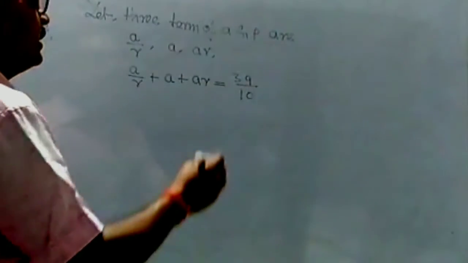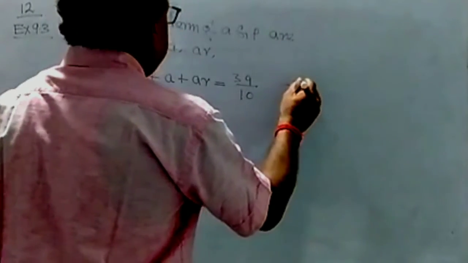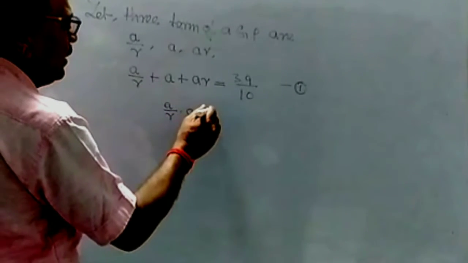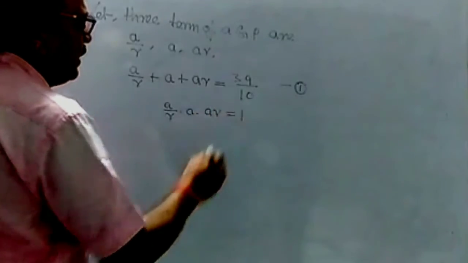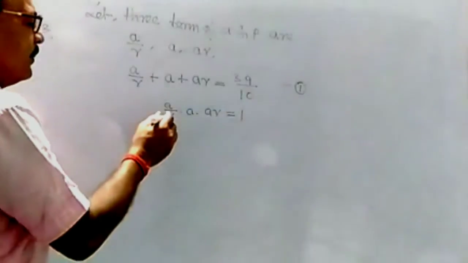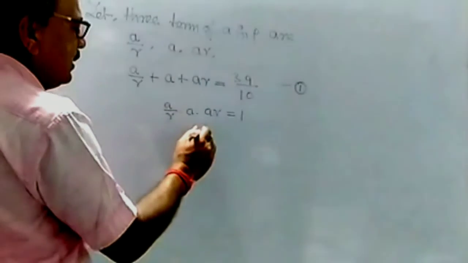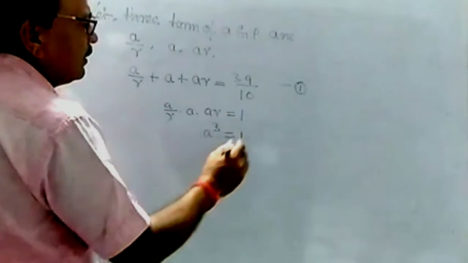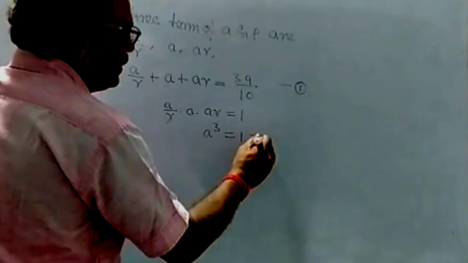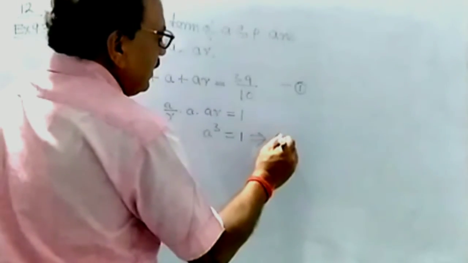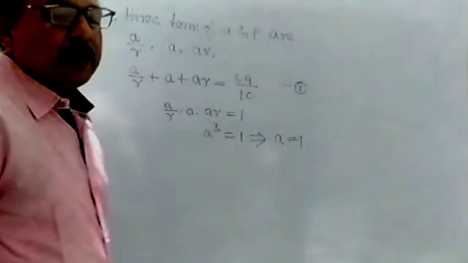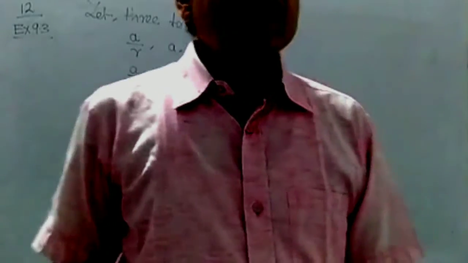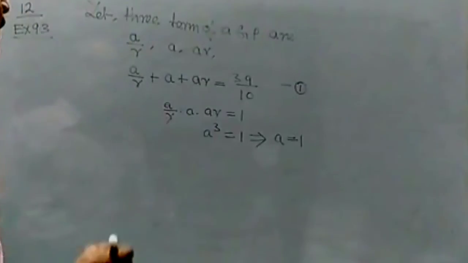And their product will be equal to 1. So the product of these three, a by r into a into ar, is given as 1. So now from this r is cancelled. Here you get a cube equal to 1. So this implies that a equals 1. So from this we get a equals 1.